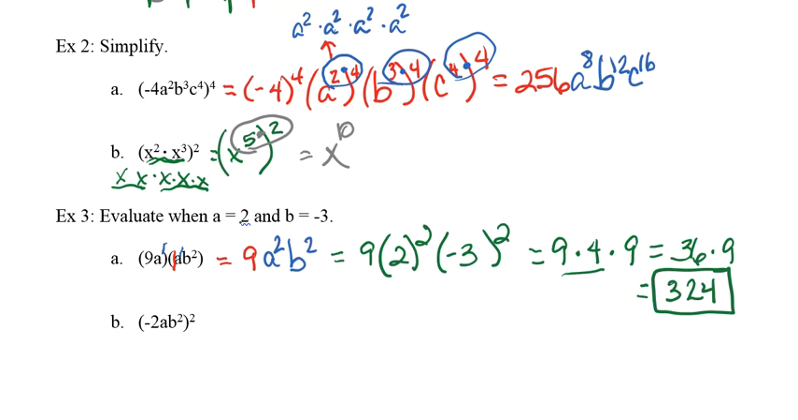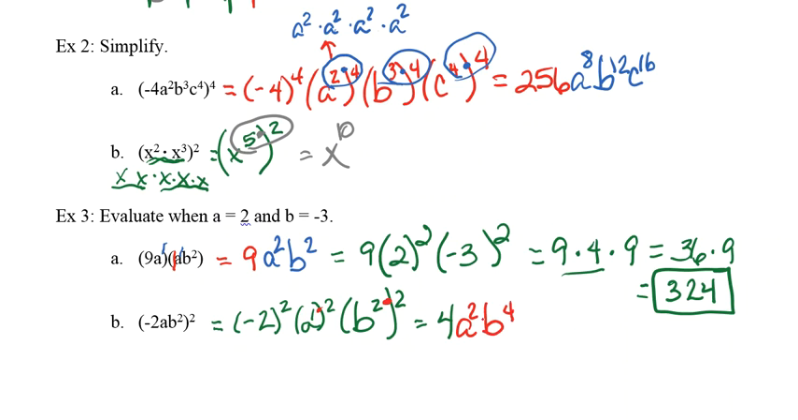If they are asking you to plug numbers in for the letters, you should end up with a result that is just numbers. On this one, we're going to go ahead and do the same process as example 2. I have negative 2 to the second, a to the second, b to the second to the second. Negative 2 to the second is 4. Using the shortcut, I know it's just 1 times 2, so that's a to the second. 2 times 2, so that's b to the fourth.